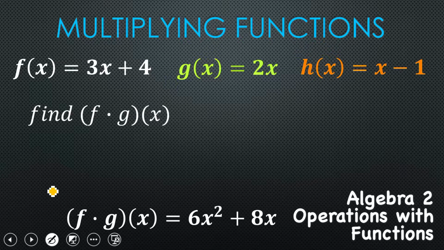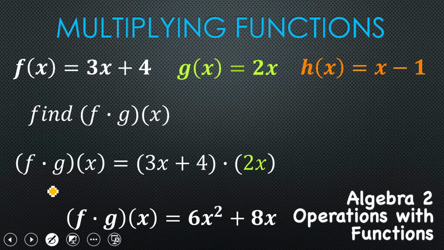Okay, now in this case we have a monomial and a binomial, and we're going to multiply them together. So basically you're doing distributive property, 3x times 2x, and we're going to do 4 times 2x. And we get 6x squared plus 8x is equal to f dot g, or f times g.